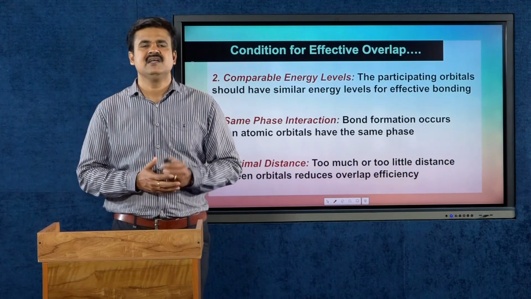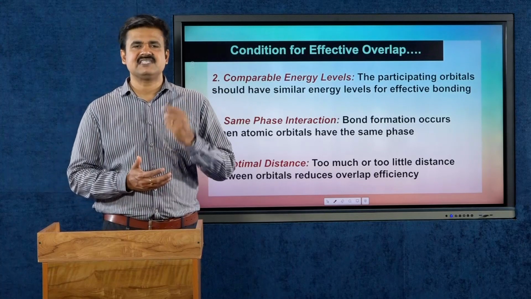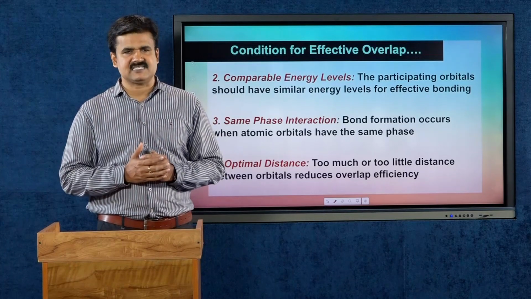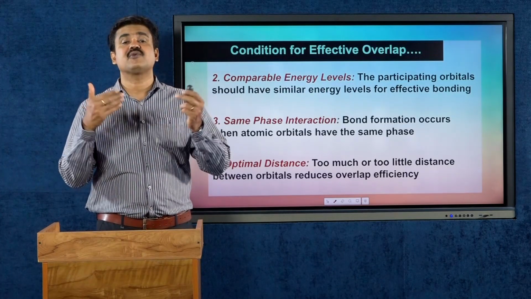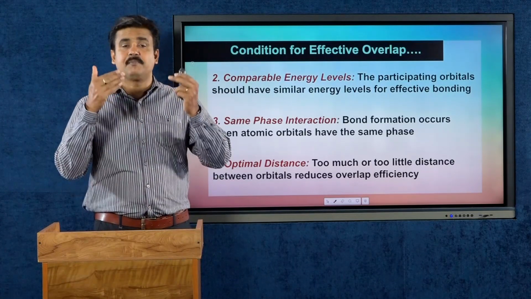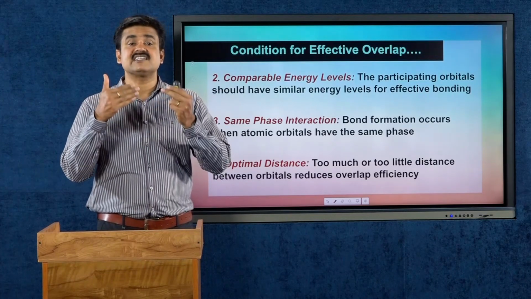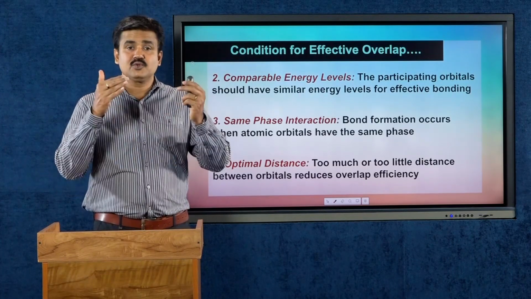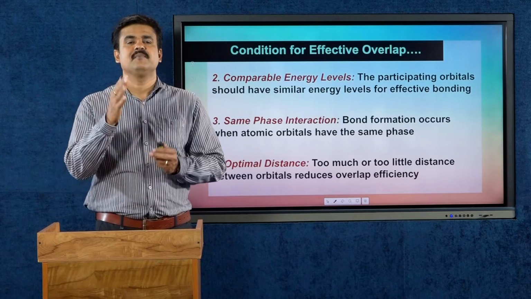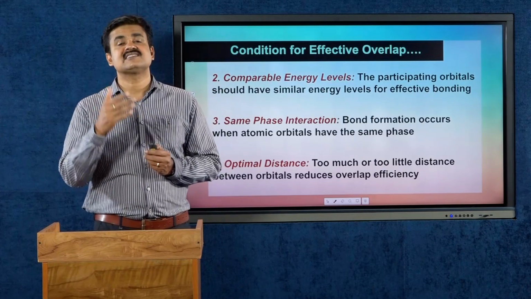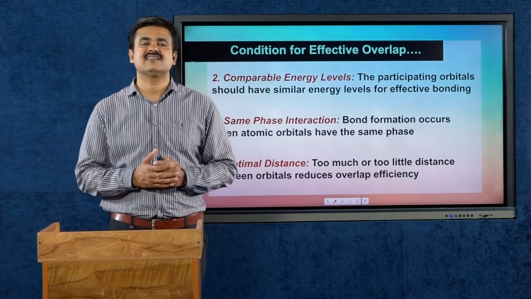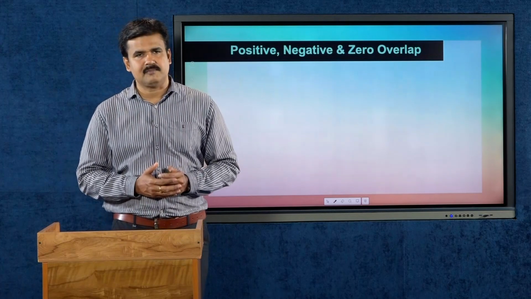This is the next condition for effective overlap, that is, optimal distance. What do you mean by the term optimal distance? We are now discussing the condition for effective overlapping between atomic orbitals. For an effective overlapping, the participating atomic orbitals must be placed at a suitable or optimal distance. Too much or too little distance between atomic orbitals reduces the efficiency of overlapping. So, optimal distance is another important condition for effective overlap.